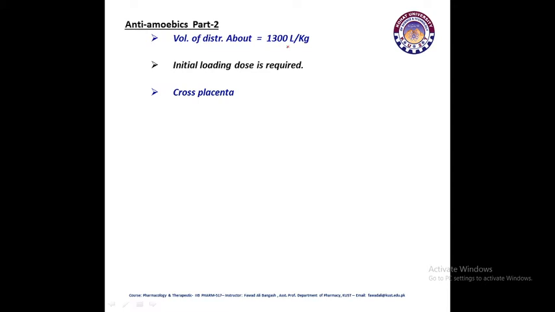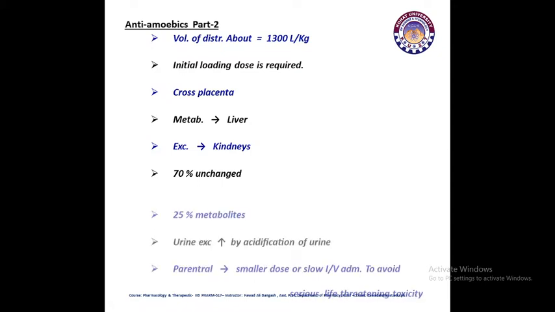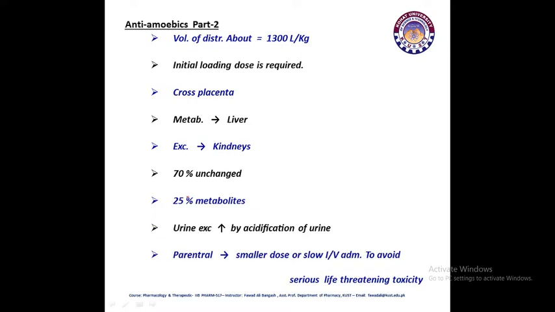It can cross the placenta, is metabolized in the liver, and is excreted by the kidney. About 70% is excreted unchanged from the kidney and 25% is excreted in metabolite form. Urinary excretion increases with acidification of the urine. Parenteral use requires smaller doses or slow IV administration to avoid serious life-threatening toxicity.